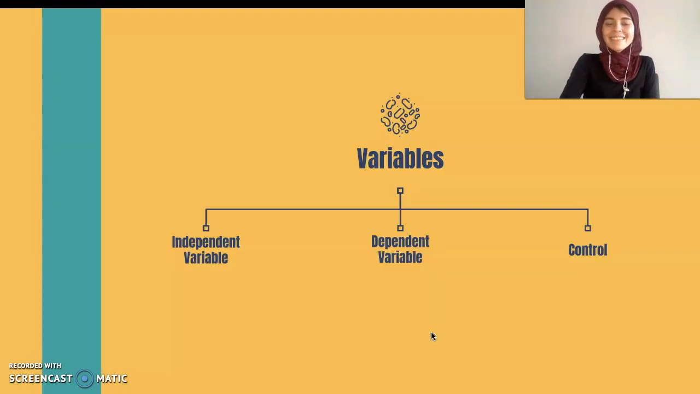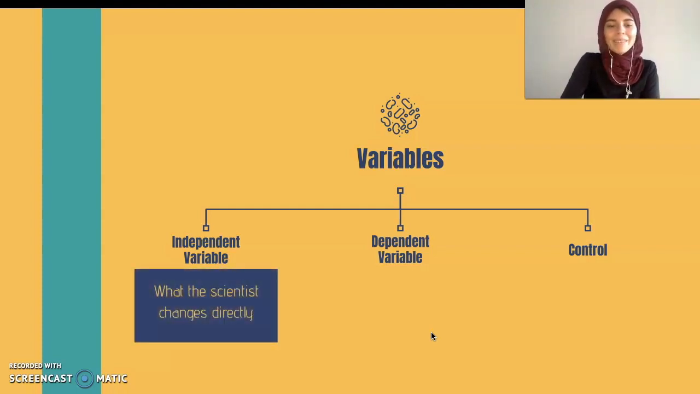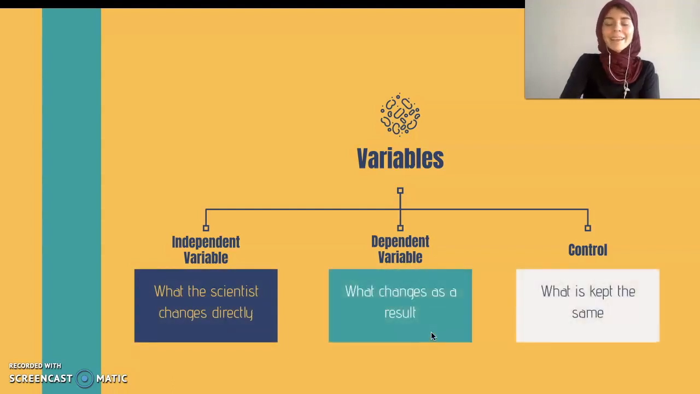Okay, also just to touch on variables very quickly, teacher Hannah also has an awesome video if you guys want to review. Remember, independent, what the scientist changes directly, dependent, what changes as a result, and control, what is kept the same. So if you want, you can pause the video here and think for a little bit, what were our variables in our experiment?